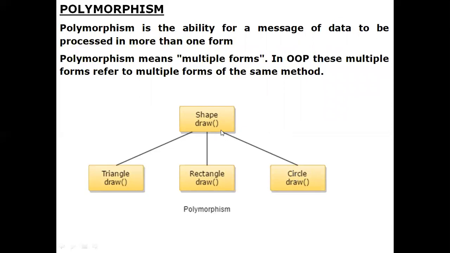The function name is draw, but it works with different shapes. Multiple forms are there. With different input, you will get different output. This is also a pillar of the object-oriented concept.